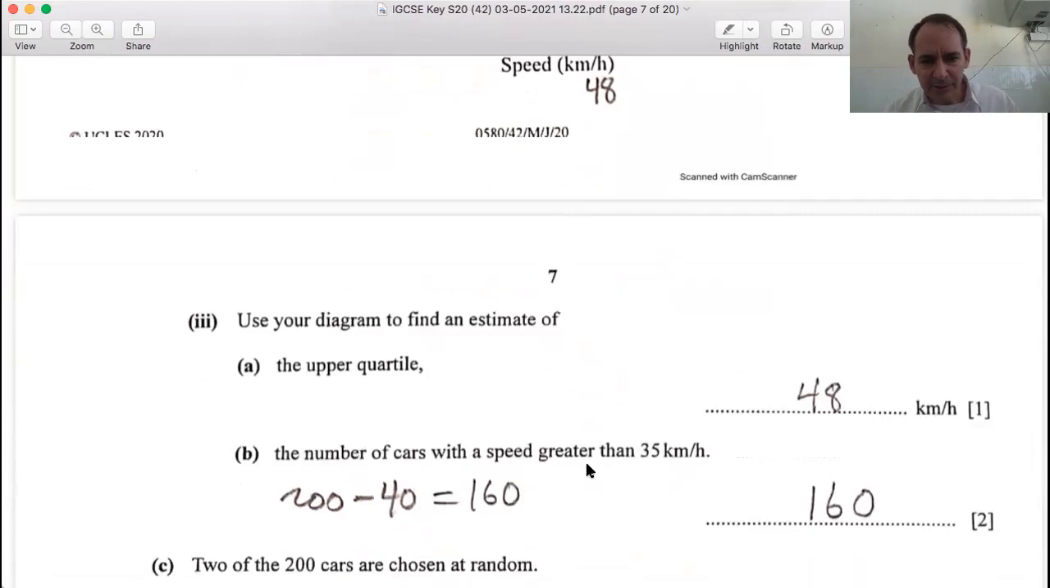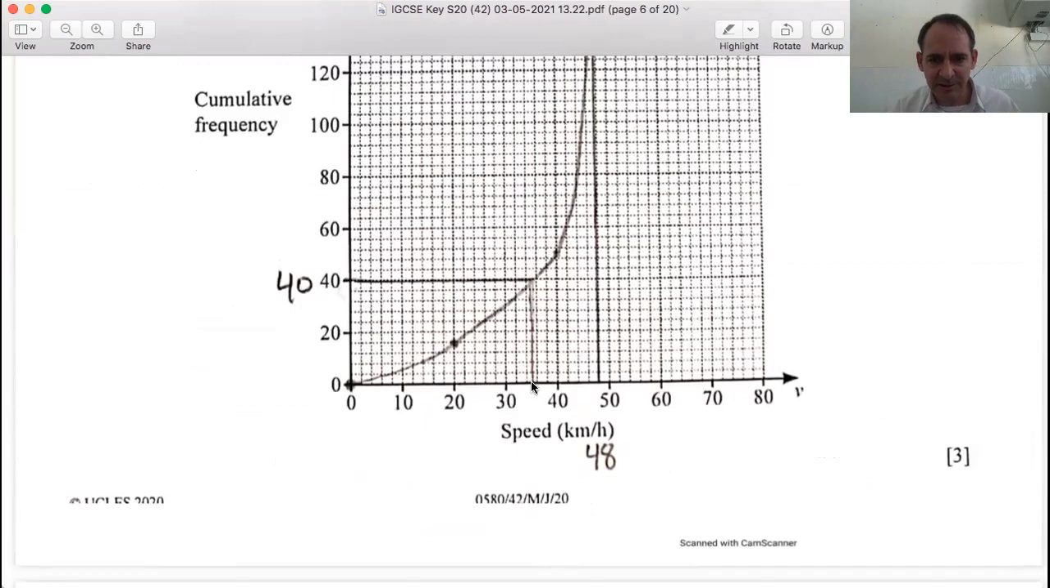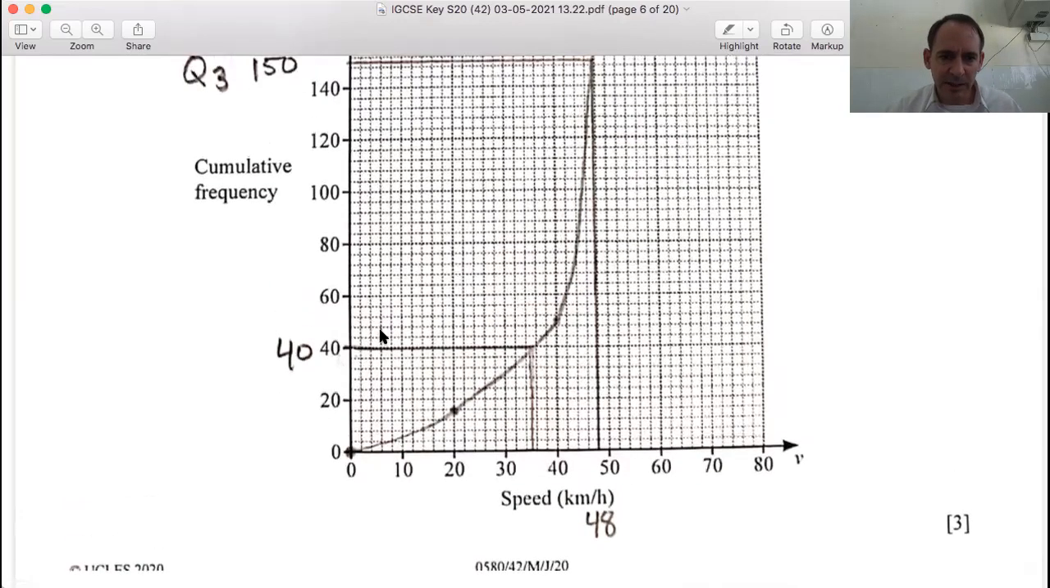Then find the number of cars with a speed greater than 35. So here's our speed, here's 35. We follow it up again using your straight edge to your graph. Then go perpendicular, follow it over. We get to 40. Now remember, we want greater than 35. Greater than 35 is on this side of the line. So when we come up over here, we're on the top side of the line. If you were less than 35, you would be below the line. But because it wants greater than 35, we want to be above the line.